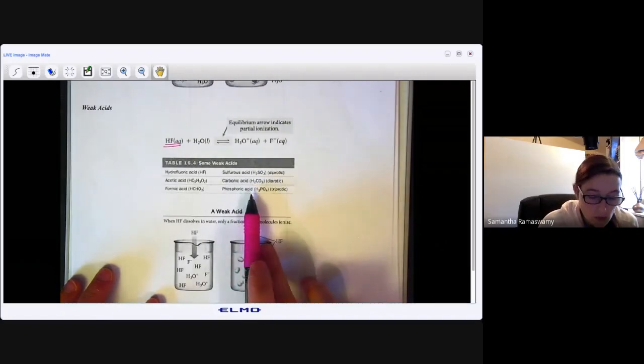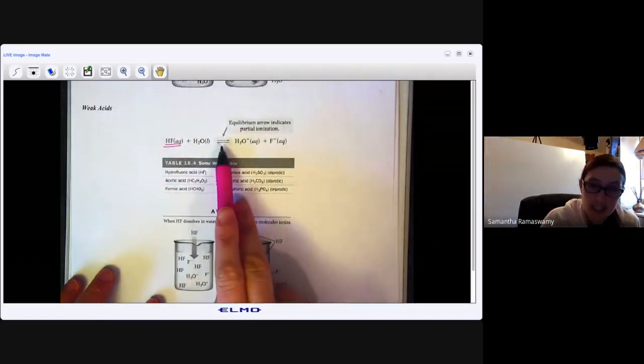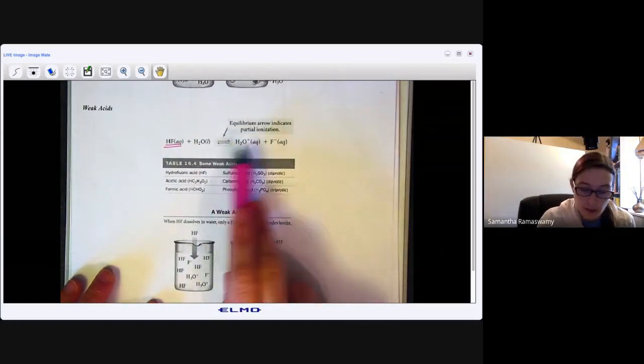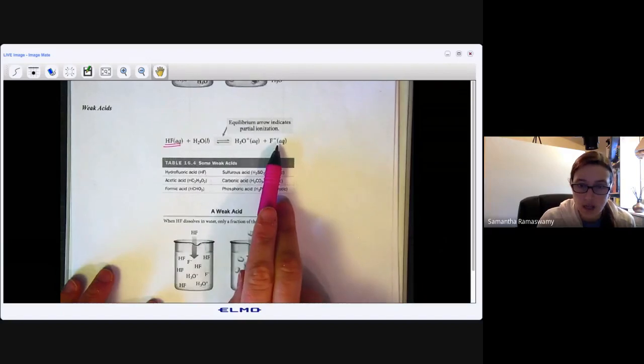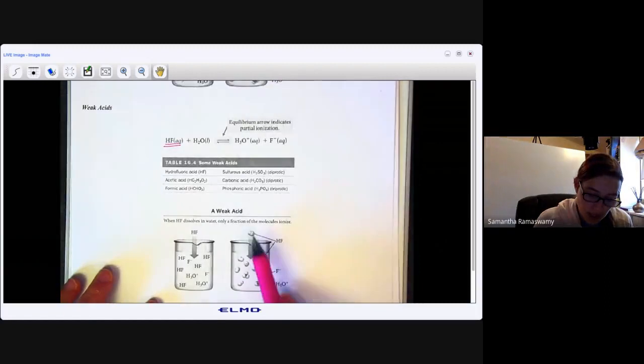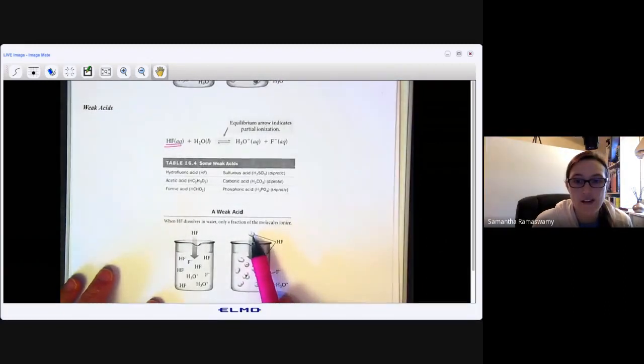But because it's weak, it exists at equilibrium. So the equilibrium arrow tells us that it only partially ionizes. So if we think about what this means at the particle level, when we put HF into water, only some of the HF will ionize.